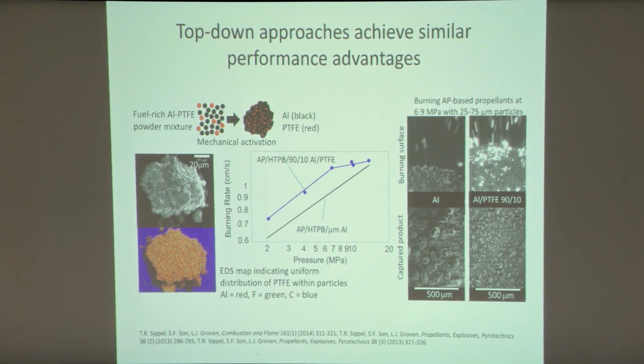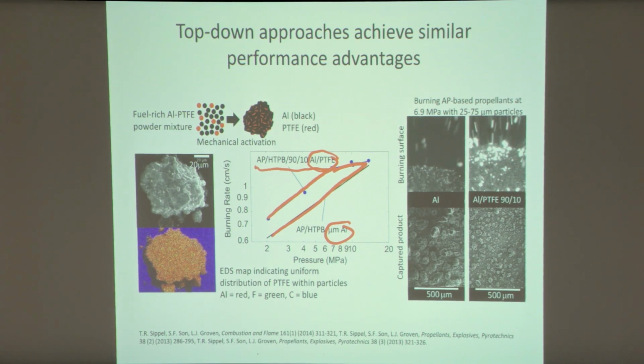Looking at the burning rates of adding those particles to, say, an AP HDPE composite propellant, you can see if I just add micron aluminum, I get this burning rate here. And with these composite particles of aluminum and a small amount of the polyfluoride polymer, I can increase the burning rate and eventually get to a plateau.